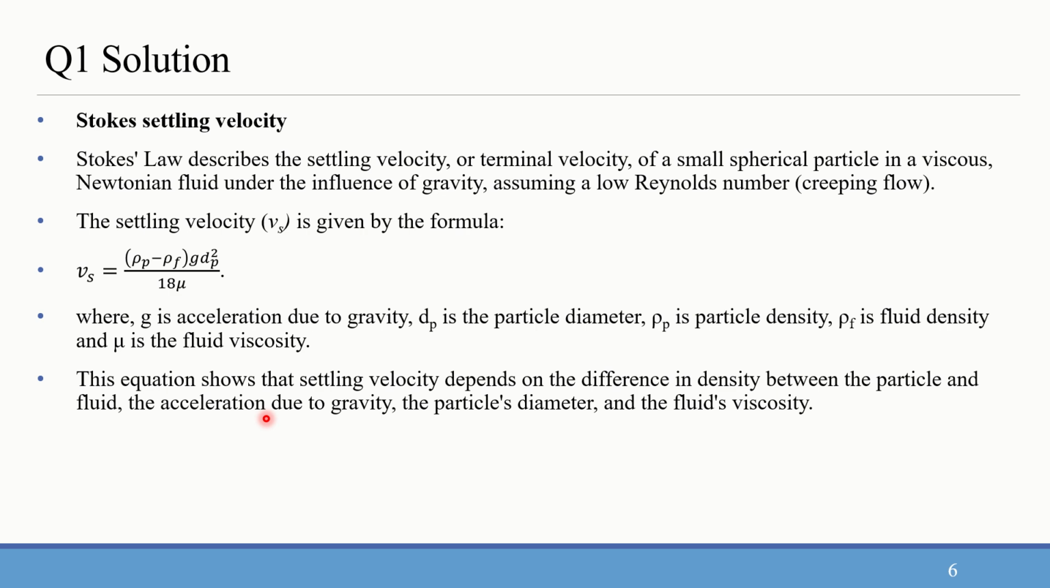So looking back, Stokes law describes the settling velocity or terminal velocity of a small spherical particle in a viscous Newtonian fluid under the influence of gravity, assuming a low Reynolds number. So Vs is equal to (rho p minus rho f) into g into dp square by 18 mu. Here g is acceleration due to gravity, dp is the diameter of the particle, rho p means density of particle, rho f means density of fluid, and mu is the fluid viscosity.